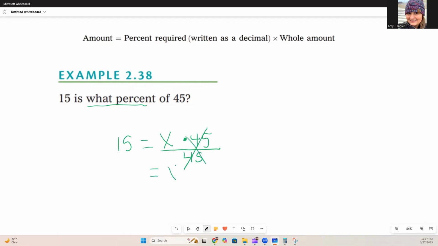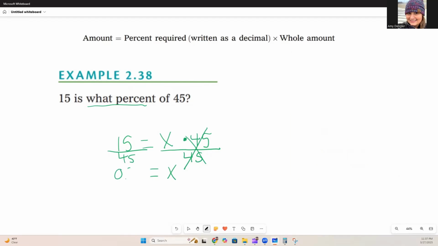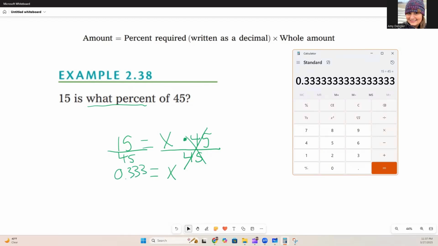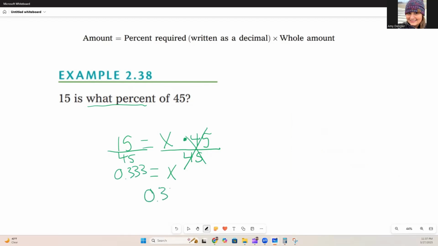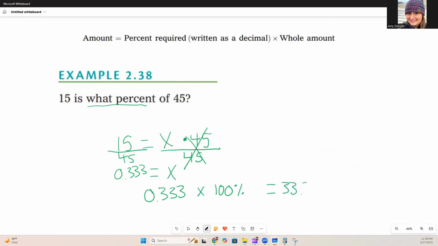And on this side, we have x alone. But over here, we need to do 15 divided by 45. Do the same thing on both sides, and we get 0.333. And we need to turn that into a percent, remember? So we need to take that 0.333 and times that by 100%, which gives us 33.33%.